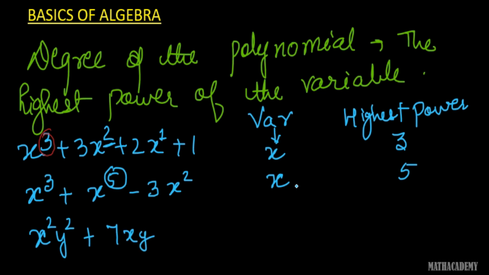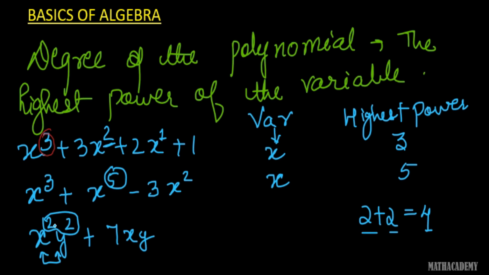The variable here is x into y. Okay, and what is the highest power here? The highest power will be the sum of 2 and 2. It will be 2 plus 2, which is 4. Whenever the variable part consists of two different variables in multiplication, the highest power is the sum of their individual powers. I hope this is clear.